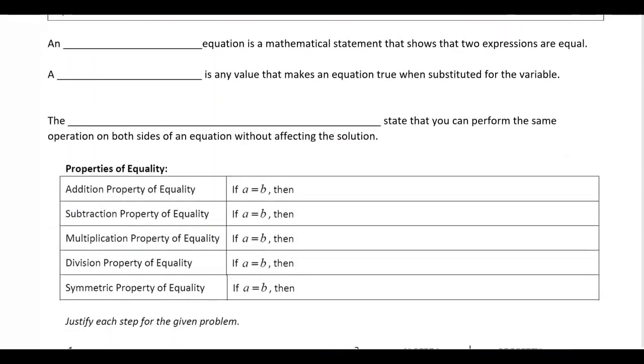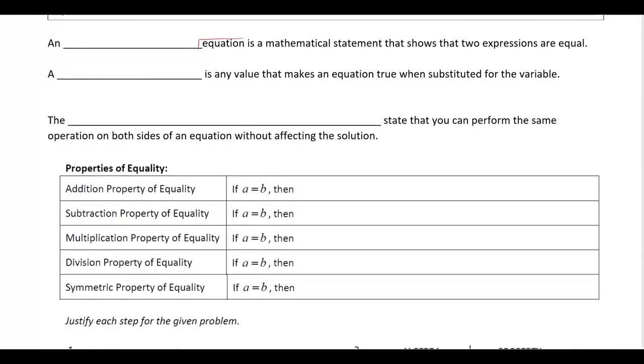Now, two definitions here. The first one I actually messed up on. I gave you the word that goes in the box right here. So it says an equation is a mathematical statement that shows two expressions are equal. So in the previous video we talked about an expression. It did not have an equal sign. So an equation would be expression A equal to expression B. You are saying the two expressions are equal.